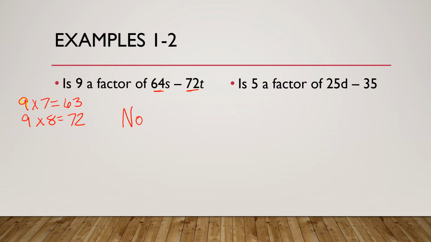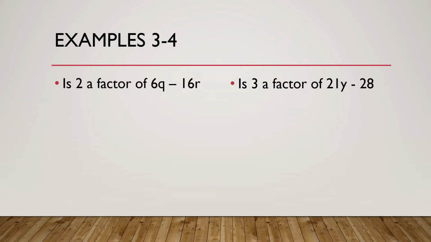Okay, and number 2, is 5 a factor of 25d minus 35? Okay, so we know that 5 times 5 would give us 25. So that one would work. And then 5 times 7 is 35. So 5 is a factor of both 25 and 35. So yes, it is. Okay, pause your video and see if 2 and 3 are factors of those expressions.